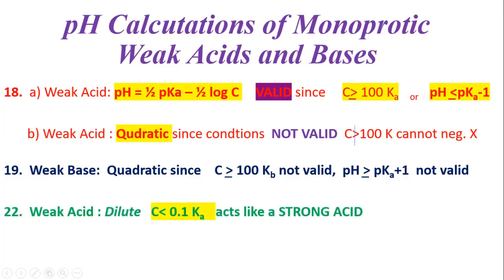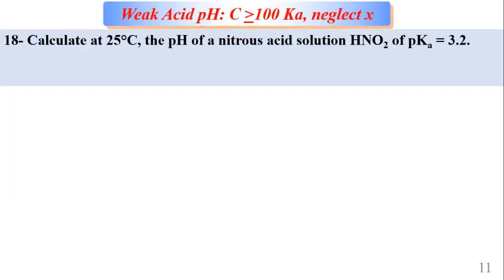With number 22, we have an example of an acid, in this case, which is very dilute, where its concentration actually is less than 0.1 Ka. And we're going to look at this acid and we're going to say that acids like this and bases under those conditions act like they are strong. So acids act like strong acids and bases will act like strong bases. These are extremely dilute acids and bases, and we're going to see why they act that way.